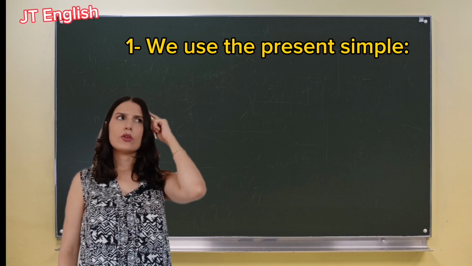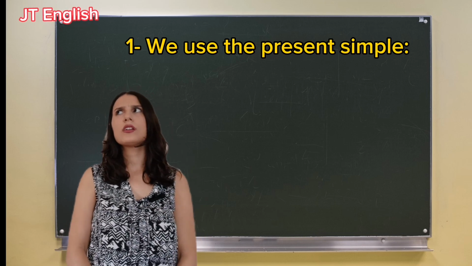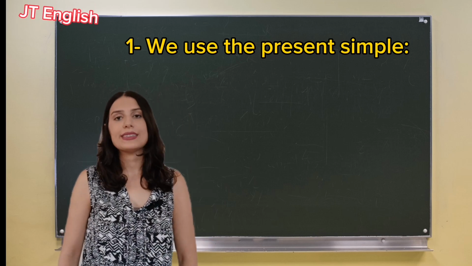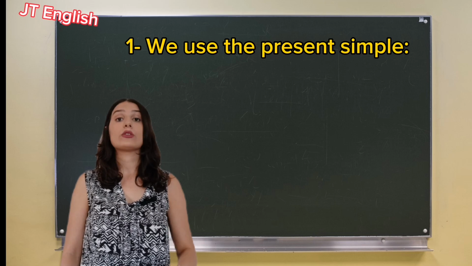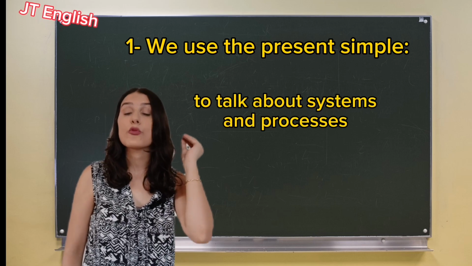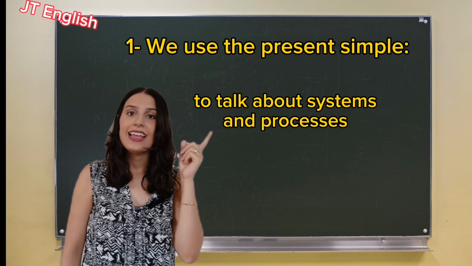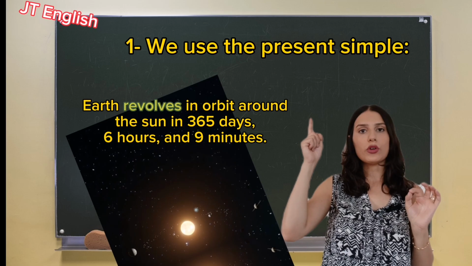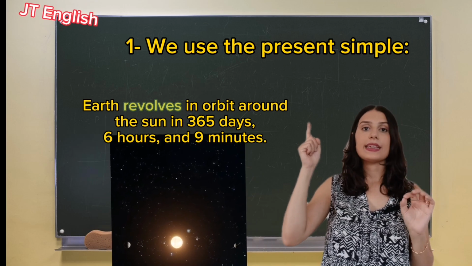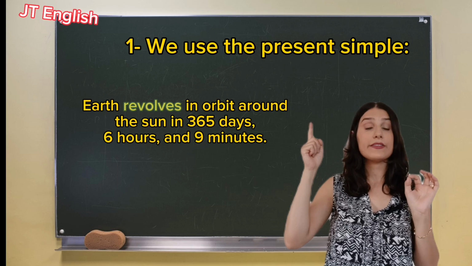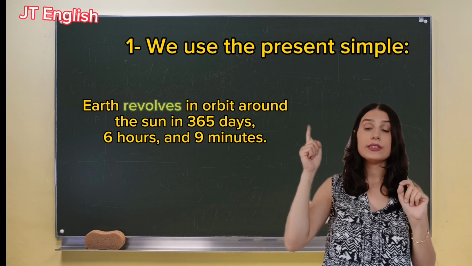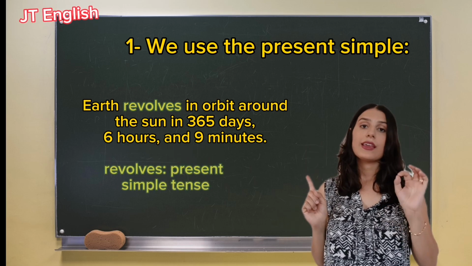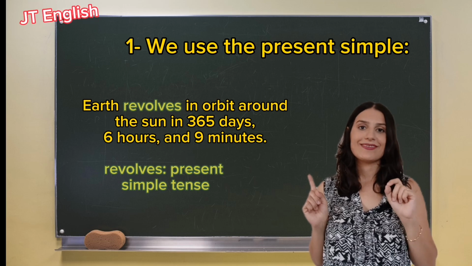What else do we use the present simple tense for? We also use the present simple tense to talk about systems and processes. Let's have an example. Earth revolves in orbit around the Sun in 365 days, 6 hours, and 9 minutes. Revolves is the verb in the present simple.